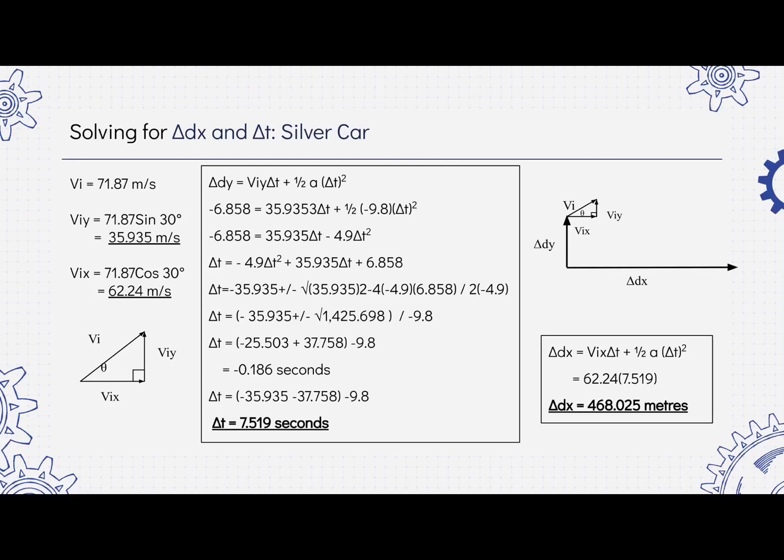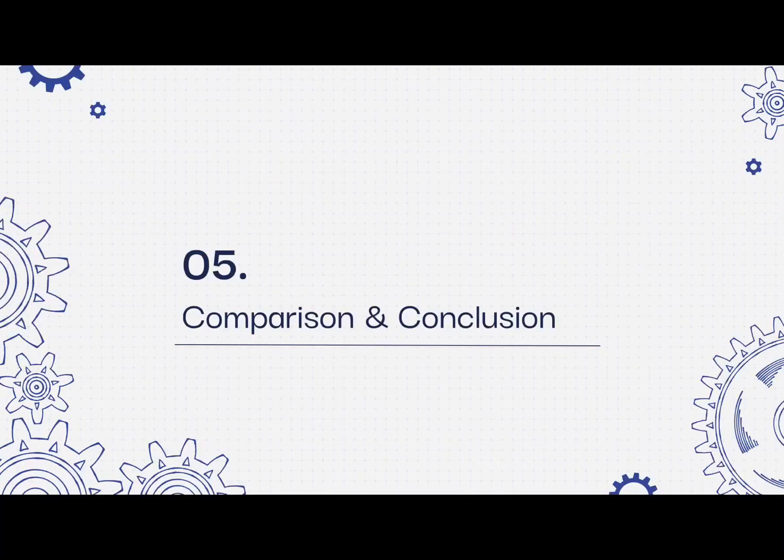Next, using the same equation, I found that the silver car spent 7.519 seconds in the air, and I plugged it into the same equation of delta dx equals vix delta t, and I found that the car displaced 468.025 meters. Finally, I've reached the comparison of the scene versus reality and the conclusion.